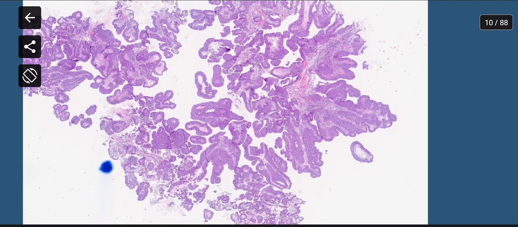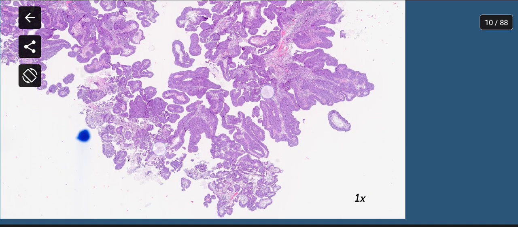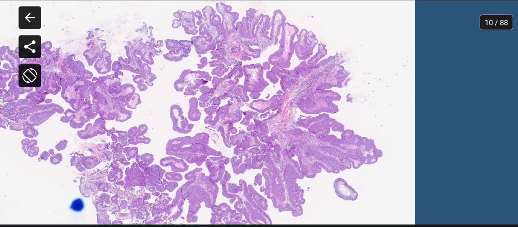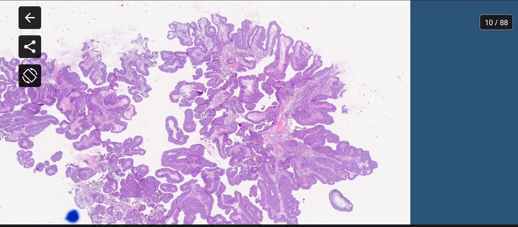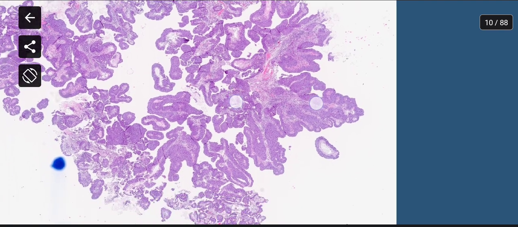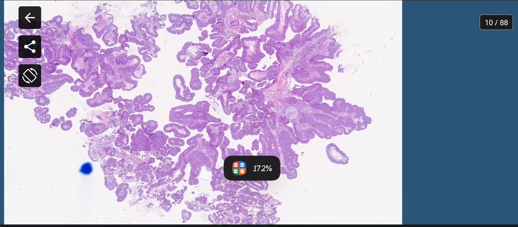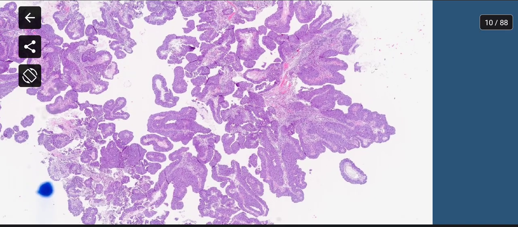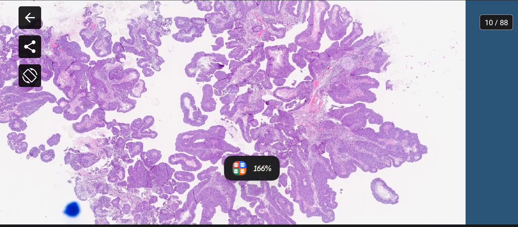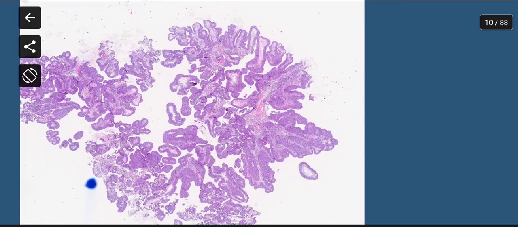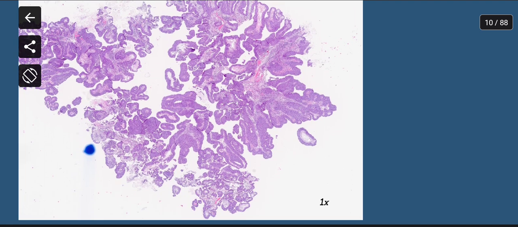This is the lowest power, 1x. So we see some polypoidal fragments lined by urothelium. The urothelium appears thickened in some sections, and 4 to 7 layers in some of the sections. Lamina propria could be there. Muscularis mucosae could be there, but no huge muscle bundles are seen. That is, muscularis propria is not included in this biopsy.